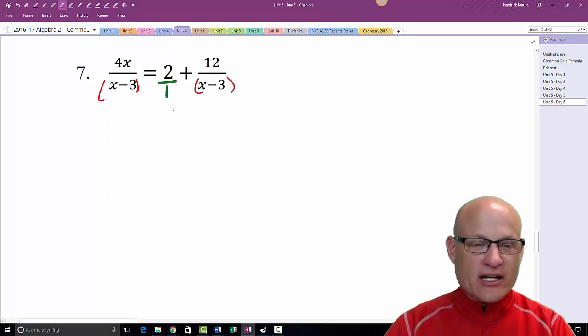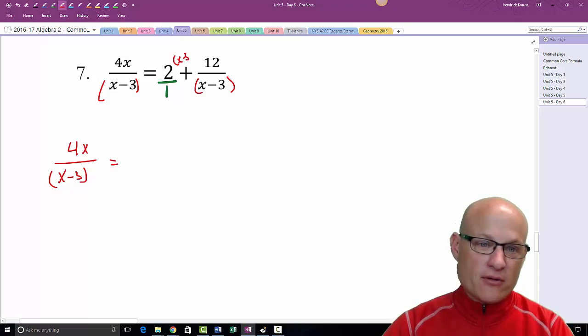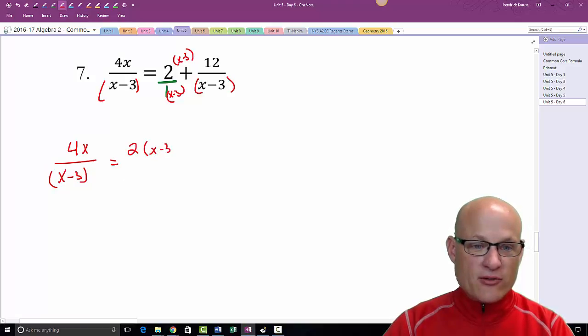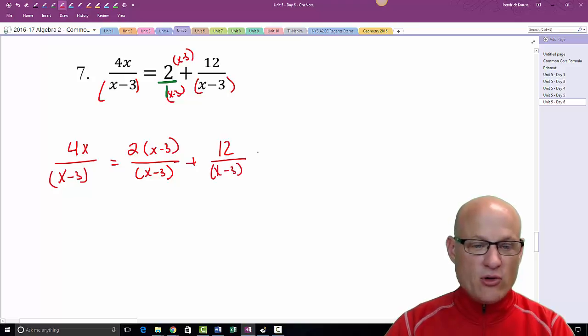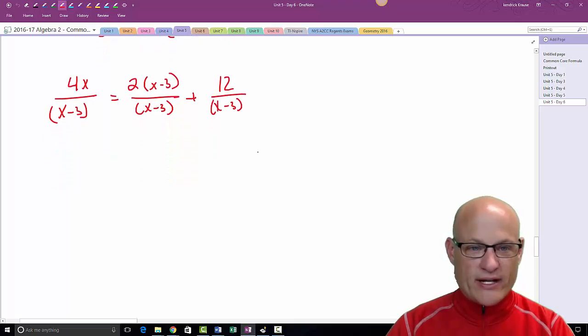Anyway, clearly the common denominator is x minus 3. So we're going to do 4x over x minus 3 equals, now this one's missing an x minus 3, so this is 2x minus 3 over x minus 3 plus 12 over x minus 3. Now, in order to avoid that next step, I don't need to really write it over one.